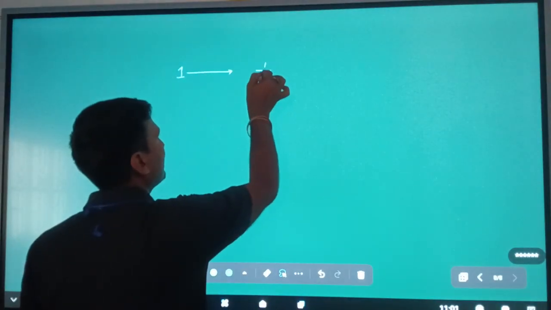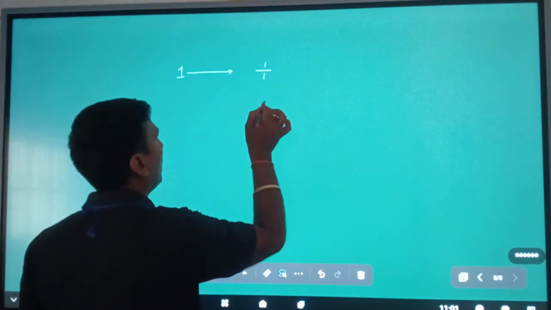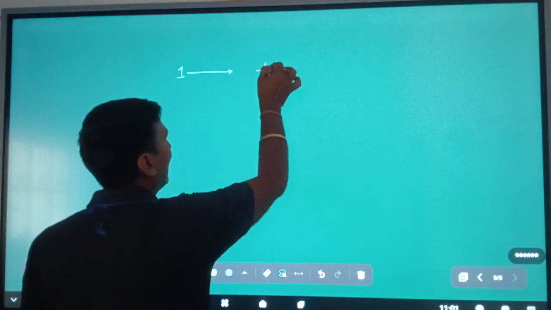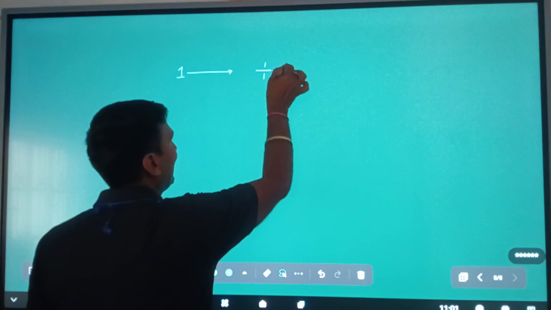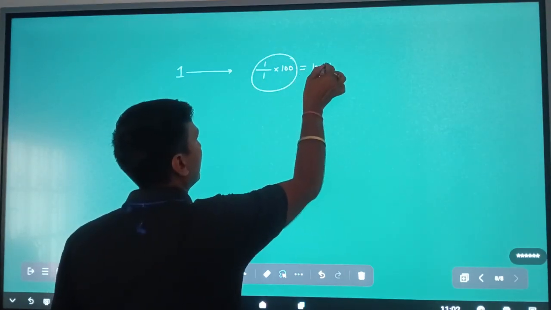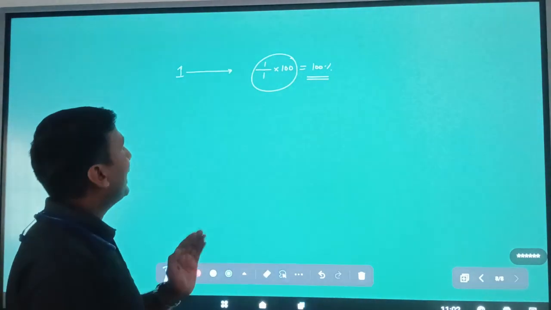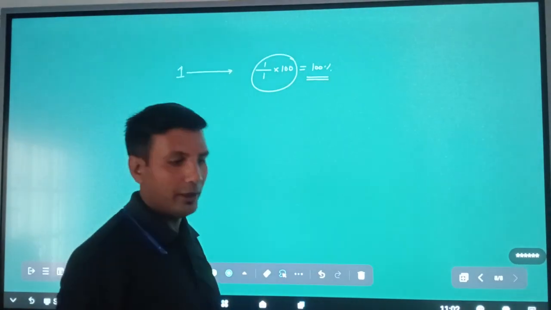Now, what are the things that we have to ponder over? What about whenever you are getting a number 1? Can it be converted into percentage? Yes, it can be, because 1 can be written as 1 by 1 and it is in the fractional form, or 1 into 100, that is going to be 100%. So we have to keep in our mind that 1 is equivalent to 100%.